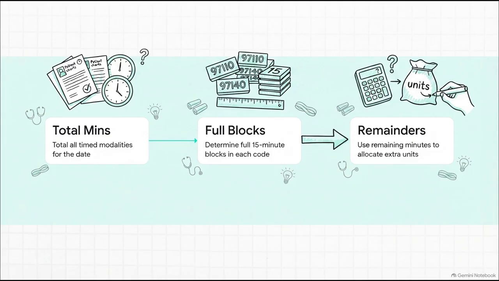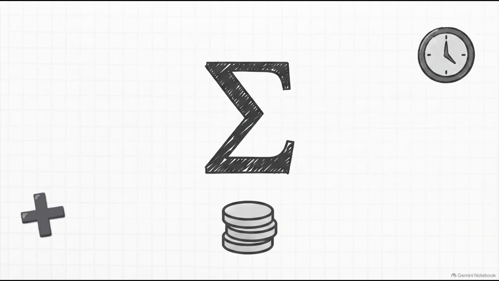It boils down to total minutes, full blocks, and remaining minutes. Let's break those down. Step 1 is literally the golden rule here. Before you even think about looking at individual codes, you must add up every single minute spent on timed modalities for that patient on that day. You take this grand total back to the threshold grid we just talked about. That total time gives you your ceiling. It tells you the absolute maximum number of units you can bill.